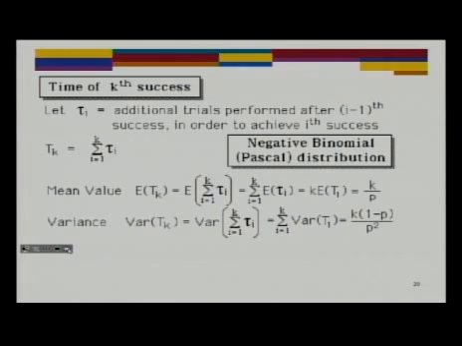Okay? So we just let tau sub i represent the additional trials performed after the (i minus 1)th success in order to achieve the ith success. Then T sub k will have this. So T sub k follows the negative binomial distribution. Okay?